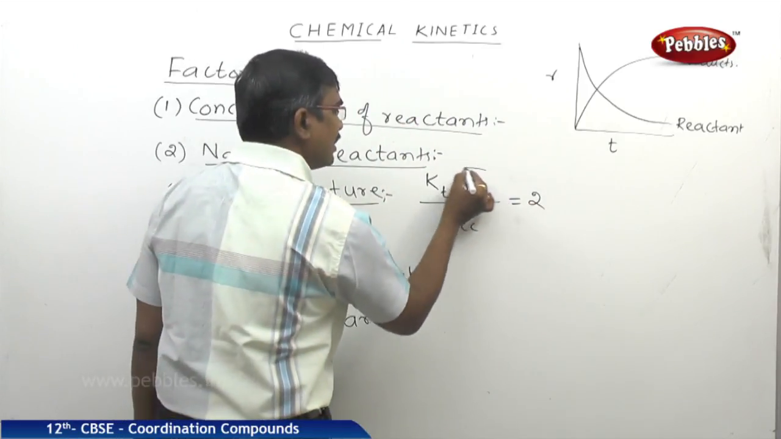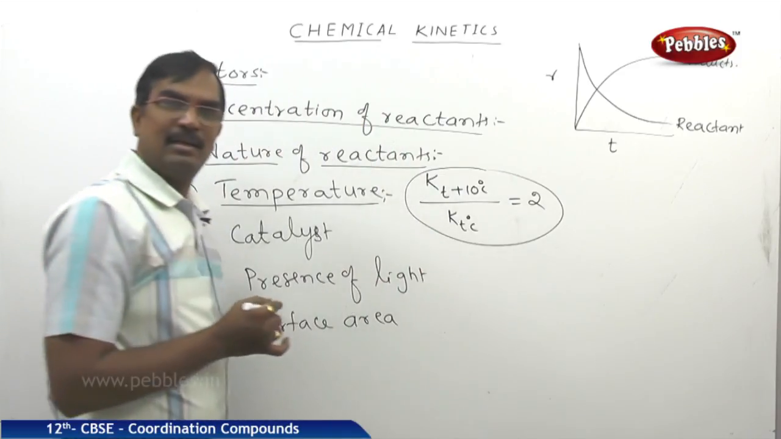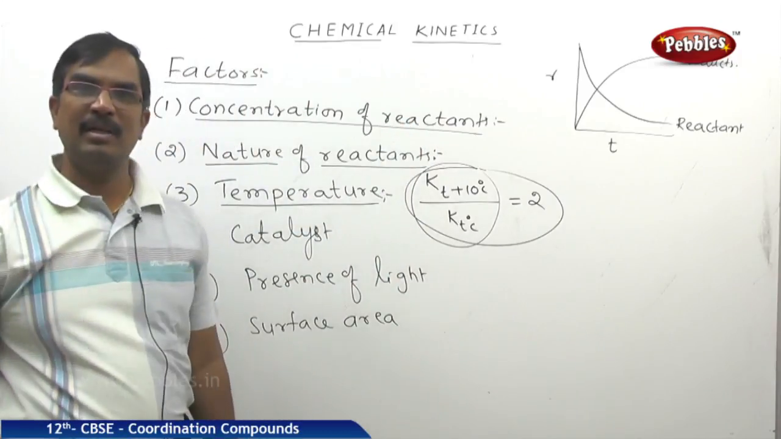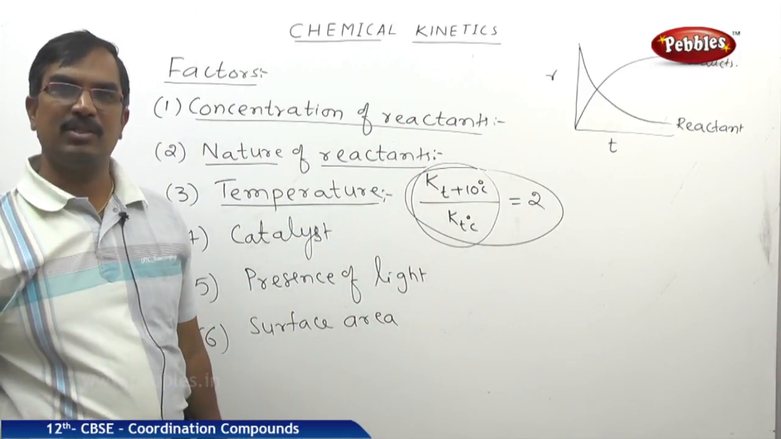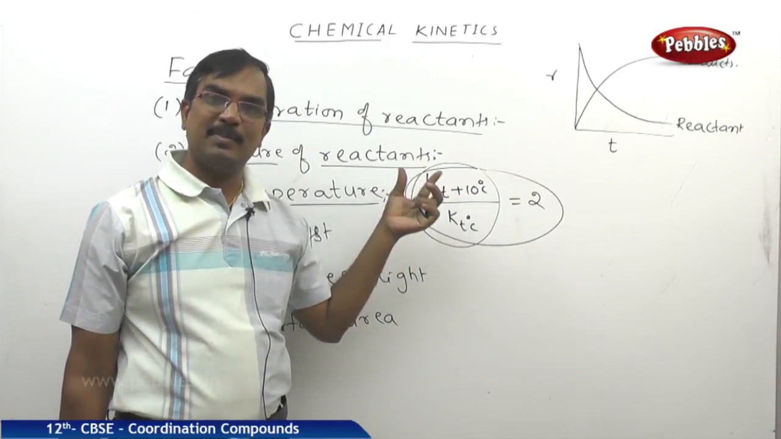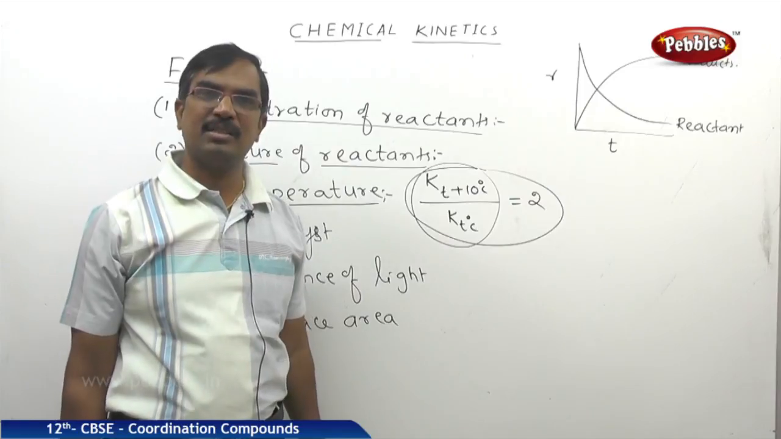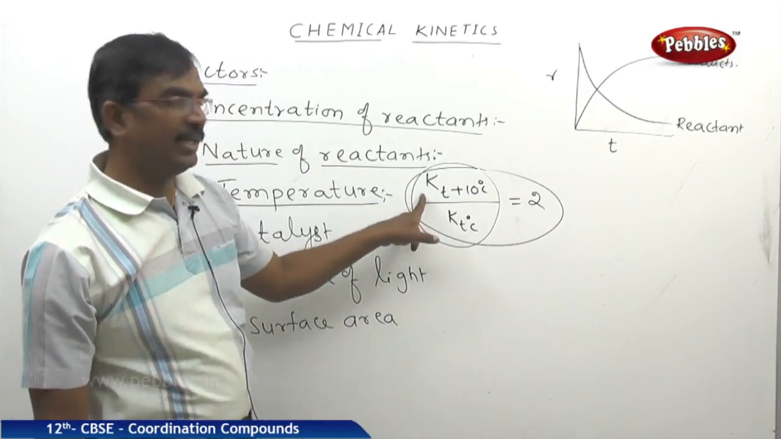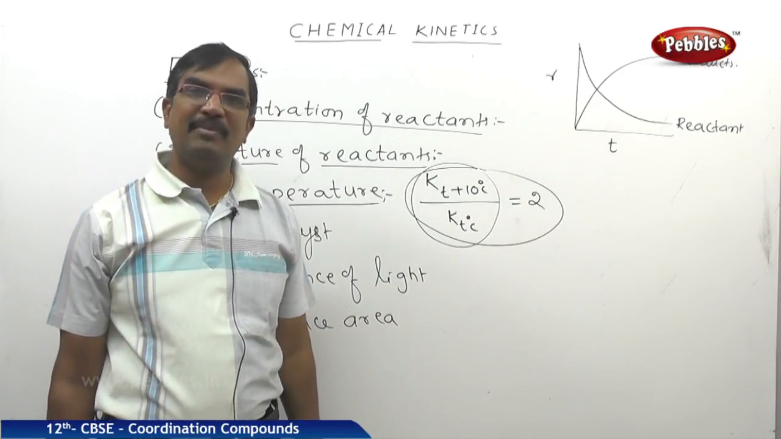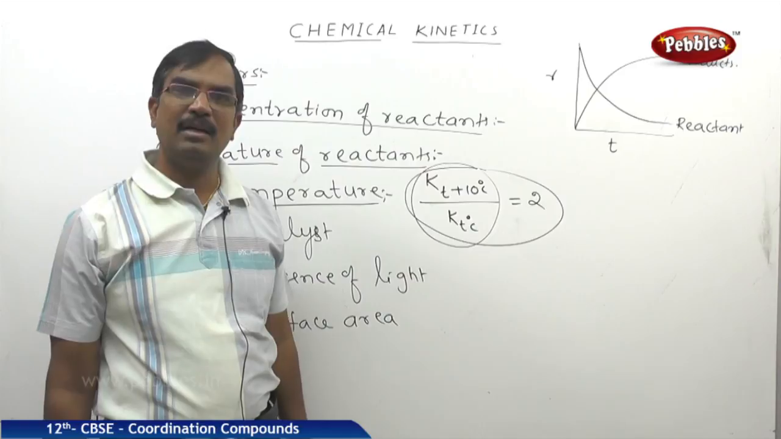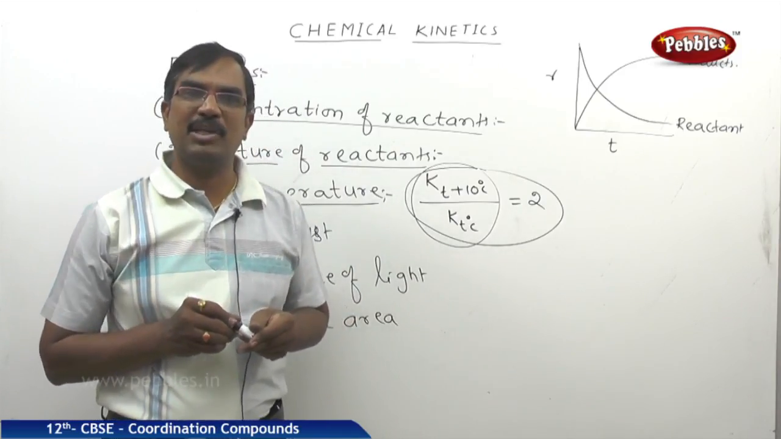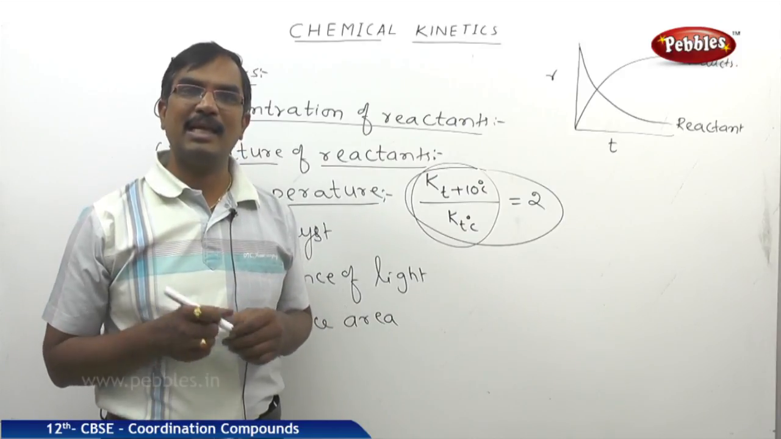How can we represent this? We call it the temperature coefficient. It is the ratio of the specific rates of the reactions which are measured with a temperature difference of 10 degrees. So what is the conclusion here? It is observed that for every 10 degrees rise in temperature, the rate of reaction gets doubled.